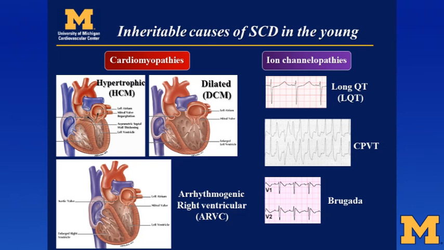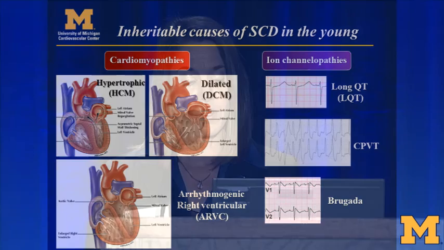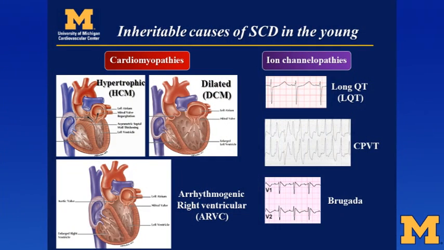CPVT is catecholaminergic polymorphic ventricular tachycardia. I didn't have room to write that on the slide. It is triggered by exercise. Typically, the resting EKG is completely normal. Keep that in mind when we talk about screening. And then Brugada syndrome is another ion channelopathy that's rare and characterized by some subtle findings that maybe Daryl can pick out in V1 and V2 with some ST elevation.